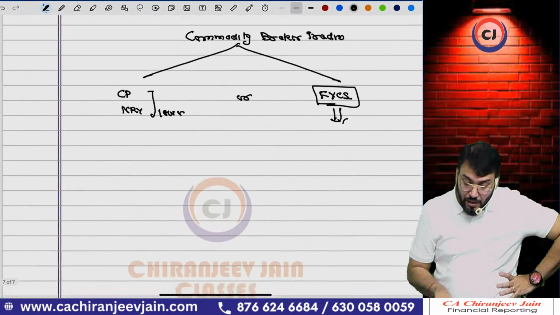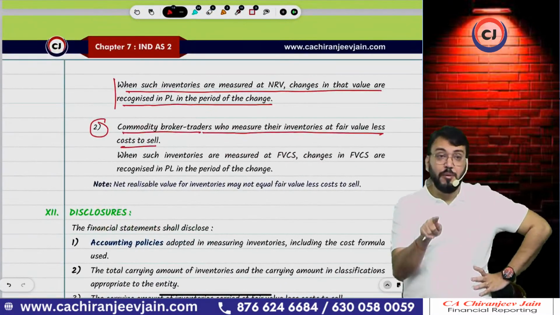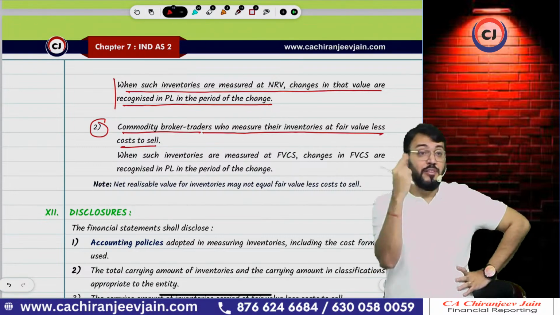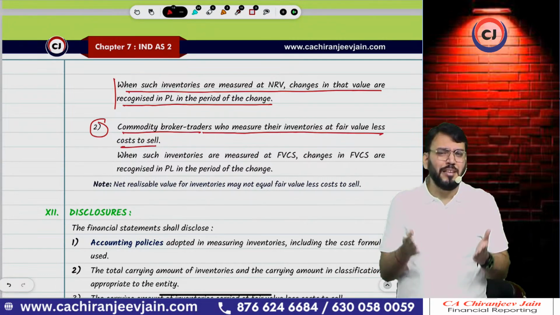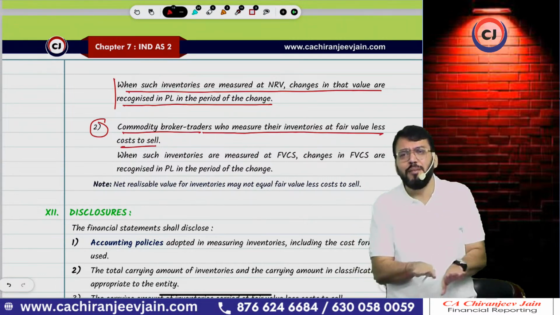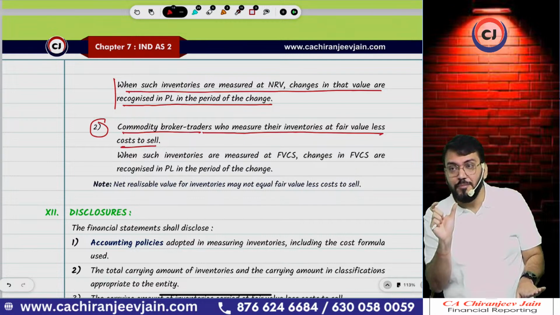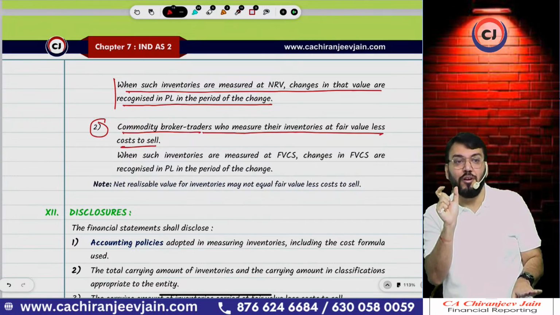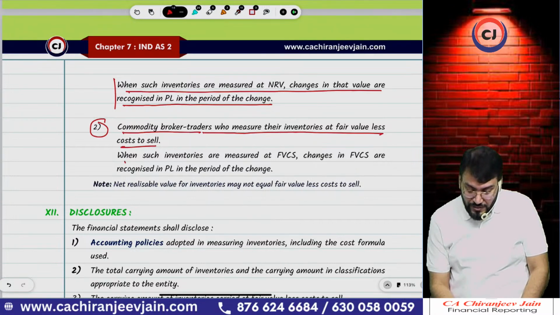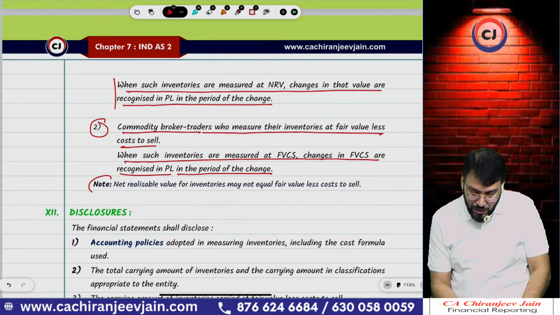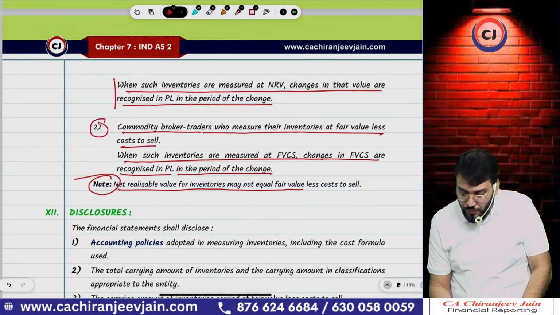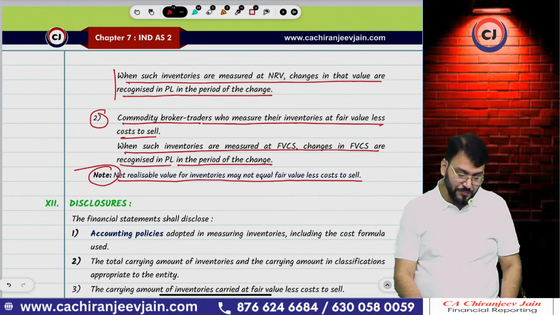Correct. One second now, just try to understand this. All paras become important due to MCQs. Previously there was no such scope, and believe me, I used to give time, but I used to know that a question would never be asked from this topic. But now with MCQs, any para becomes important. So when such inventories are measured at FVLCS, changes in FVLCS are recognized in P&L in the period of that change. One note I have given specifically: NRV may not be equal to fair value less cost to sell.